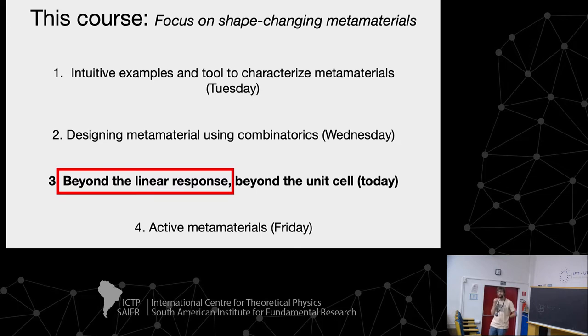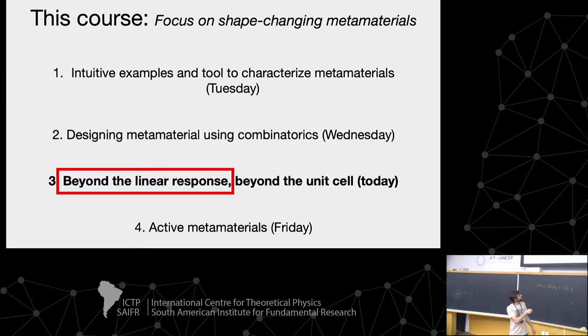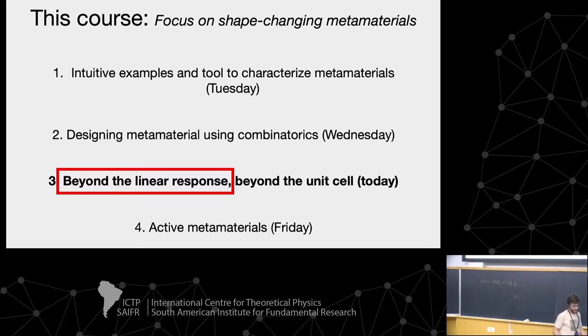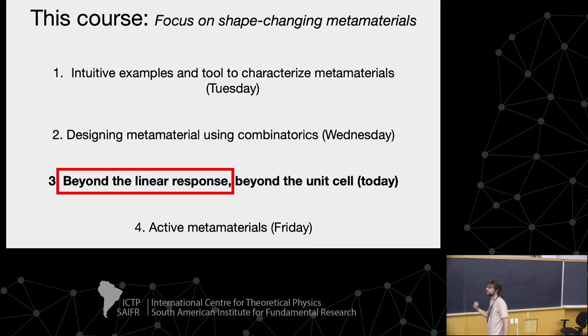So we'll survey a few examples of what happens beyond the linear response, a few of the archetypical phenomena you have, like buckling, and beyond the unit cell. So you program a mechanism, but in reality, when you print an object or cut it, the mechanism you get is not ideal. And so then I will discuss something quite universal about what happens when you make the mechanism out of real stuff, okay? And then we'll combine both. Tomorrow we'll switch gear and move on to active metamaterials, where we don't program the geometry, but we program the way we actually inject energy.